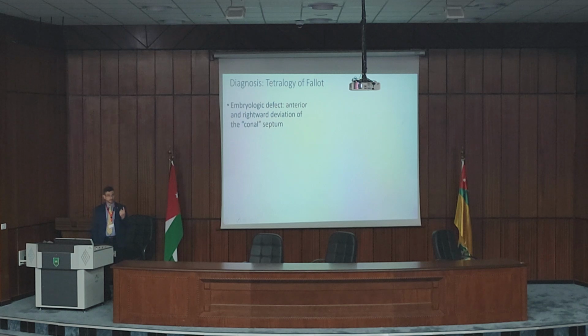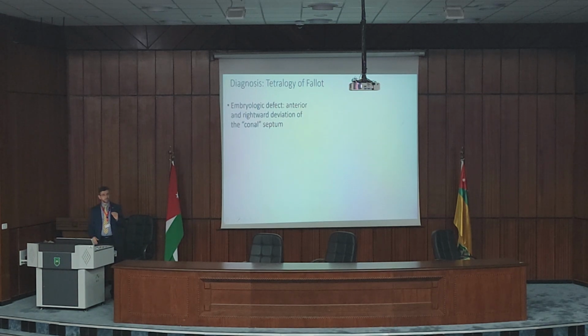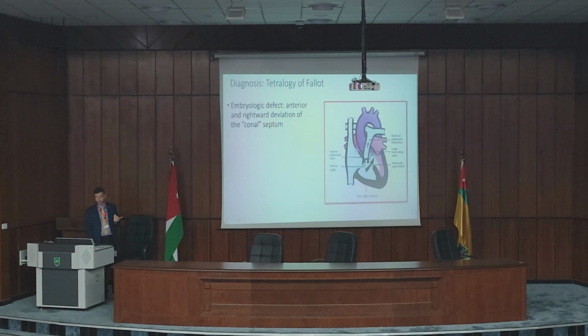So there is only a single problem in Tetralogy of Fallot, which is deviation of the conal septum during development. You remember when we talked about ventricular septum, there is the muscular septum, and there's the Cushing's, and there is the outlet septum or conal septum. They have to meet so that you get an intact ventricular septum. So if this conal septum did not meet them and it deviated to the right side and anteriorly, it will cause the 4 things that we see in Tetralogy of Fallot.